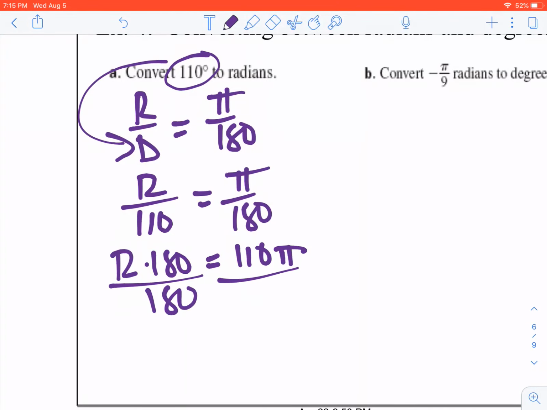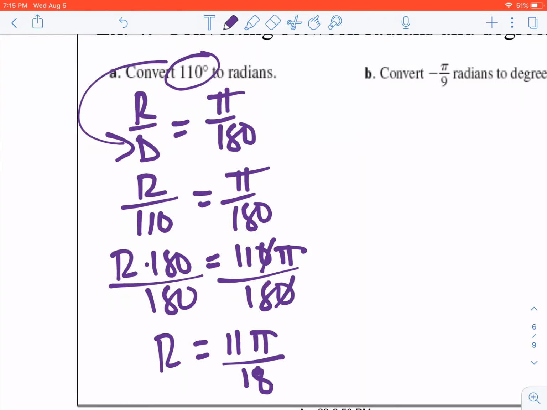We're going to divide both sides by 180. No, you don't need a calculator. Let me replace that, it's just a radian. The zeros cancel. 11 over 18 does not reduce. So 110 degrees is converted to 11 pi over 18 in radian measure.